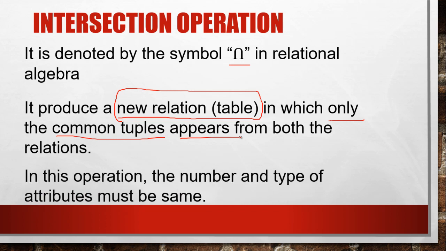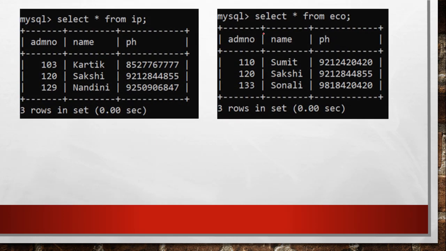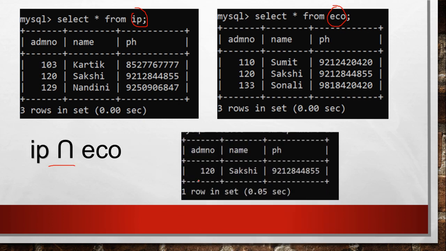In this operation also, the number and types of attributes must be the same. Only then can the intersection be performed. Now suppose we have a table of IP and a table of eco, and when the intersection operation is performed on these two tables, that is IP intersection eco, we get the result of only Sakshi, because the Sakshi record is common in both the tables, and the intersection will give us only the common record.